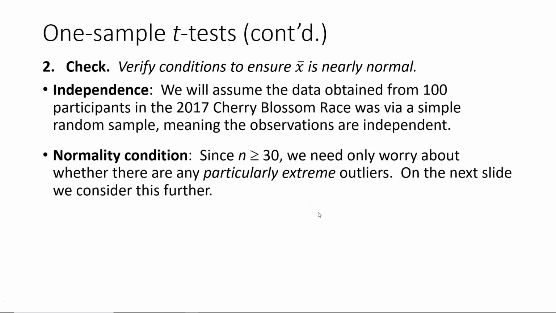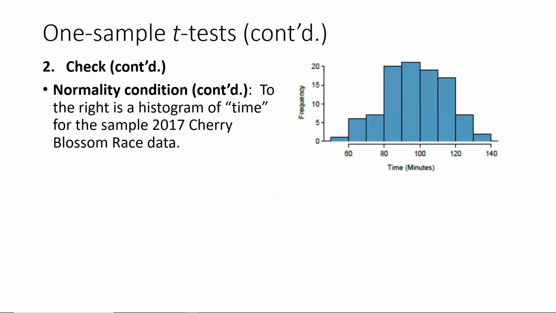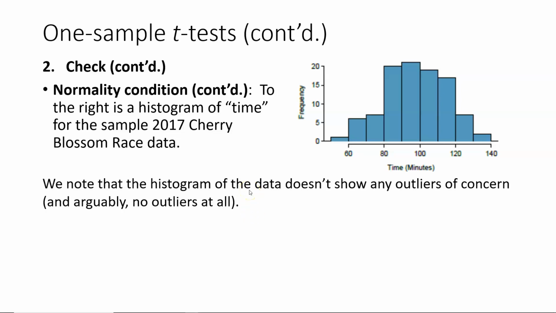Next, we move on to the normality condition, and we note that since the sample size is much greater than or equal to 30, we need only worry about whether there are any particularly extreme outliers. On the next slide, we're going to consider this further. So moving to the next slide, we make a histogram of the times for the sample 2017 Cherry Blossom Race data. And we notice that this histogram has a pretty bell-shaped shape. In fact, we also notice that this histogram doesn't show any outliers of concern, and arguably no outliers at all.